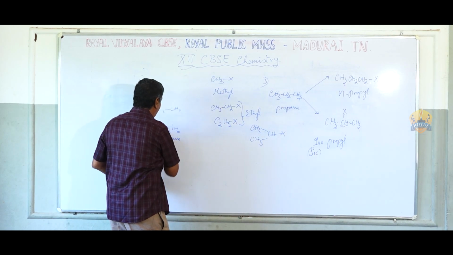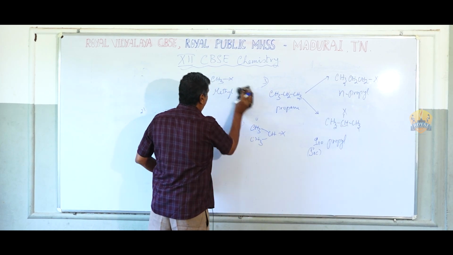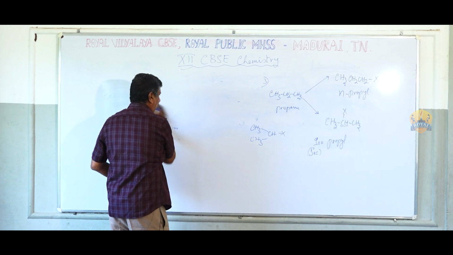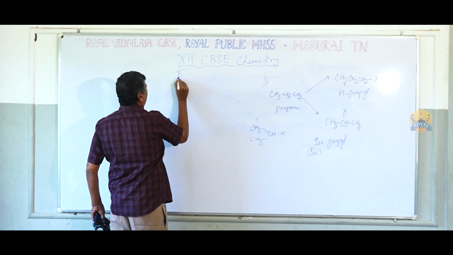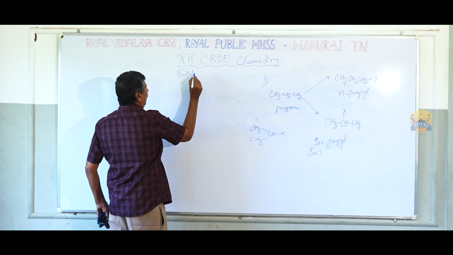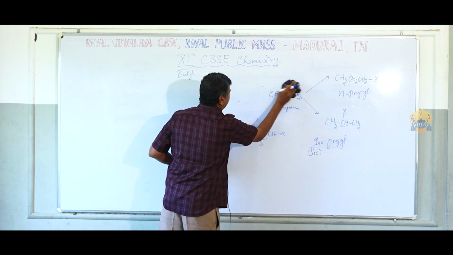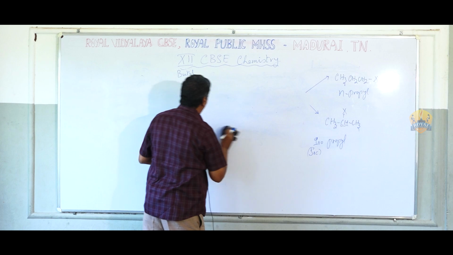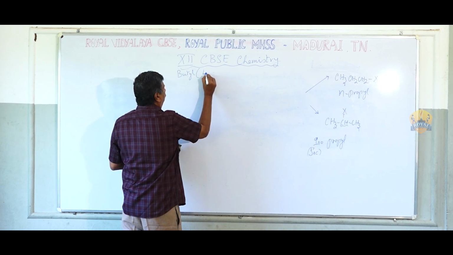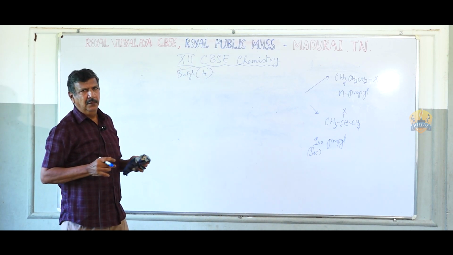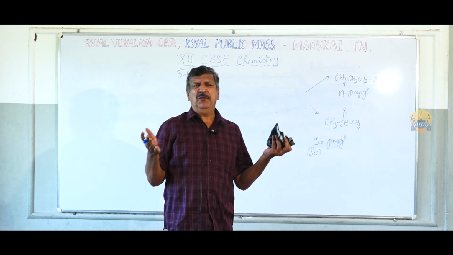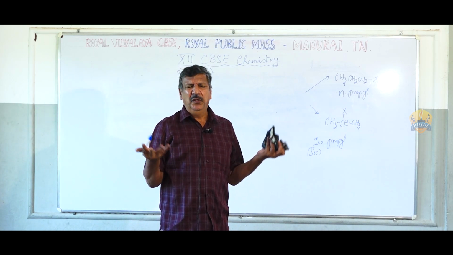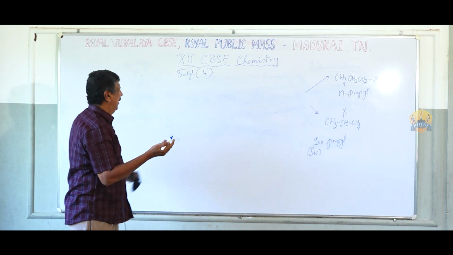Fourth one, we are going to see the butyl group. In butyl, we are having 4 butyls. So, coming to butyl means you should be very careful. Okay, how to learn? Very easy.